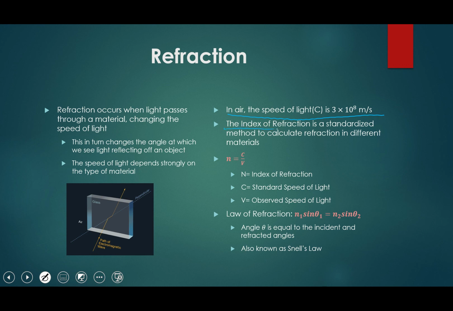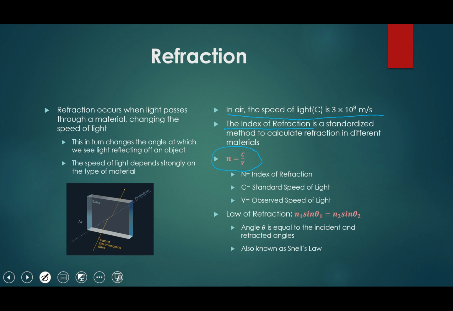In physics, something called the index of refraction is used, and this is a standardized method to calculate refraction in different materials. And like I mentioned earlier, this is different for each material. So this equation, n equals c divided by v, is how you would be able to calculate that. To calculate n, you'll take c, which is always going to be 3 times 10 to the 8th meters per second, and you'll take that divided by the observed speed of light, whatever the speed of light is as it passes through the material that you're measuring, and that will give you a value of n.